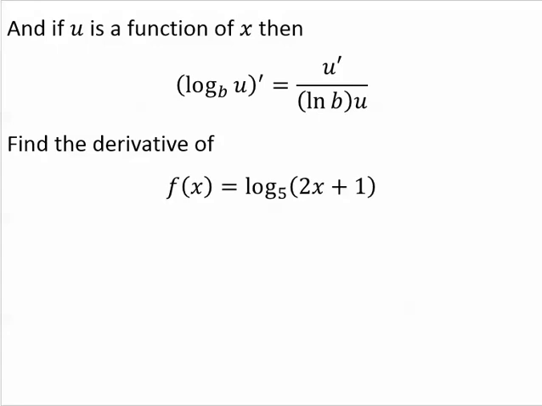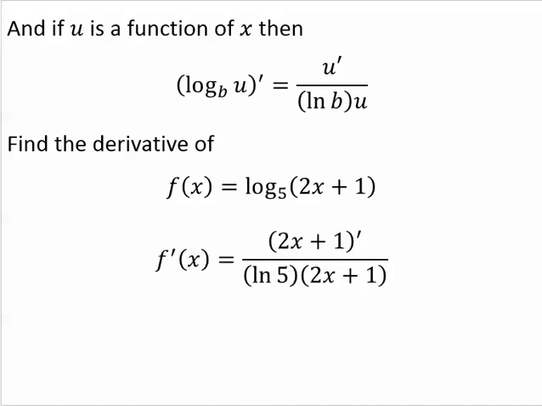So it's going to be u prime over u, and in the denominator now we'll have log 5. Now notice that that's natural log of 5, ln of 5. So ln of 5 in the denominator, and 2x plus 1 in the denominator, and then in the numerator we put the derivative of 2x plus 1. And the derivative of 2x plus 1 is just 2. So we're all done.